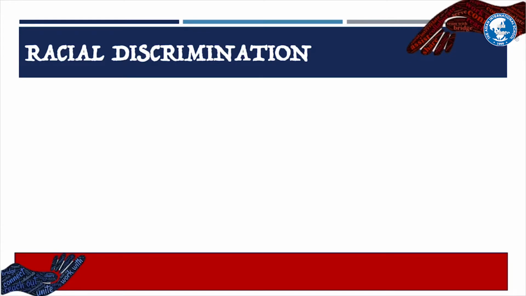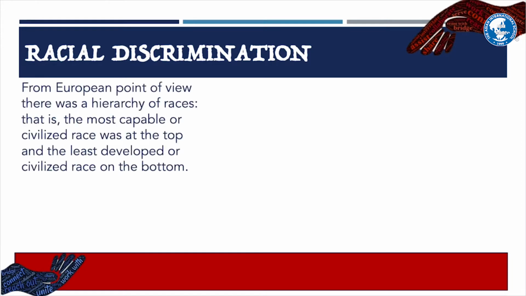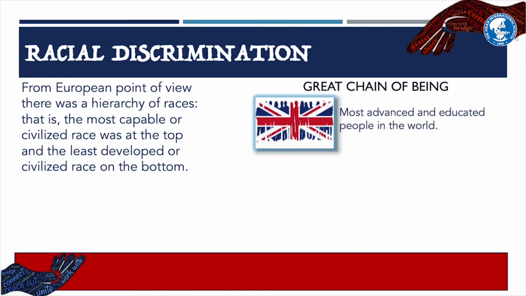Okay, remember from the Aboriginals' point of view, they believed that Europeans did not respect them, their culture, their land. And why? One of the reasons for this was racial discrimination. From the European point of view, there was a hierarchy of races. That is, the most capable or civilized race was at the top, and the least developed or civilized race on the bottom. So this is the Great Chain of Being.